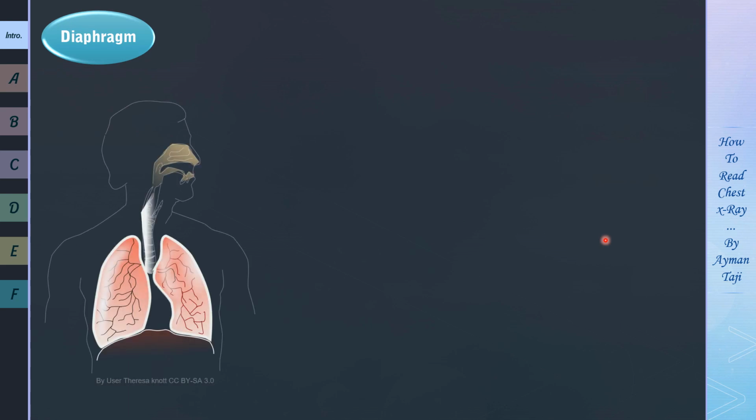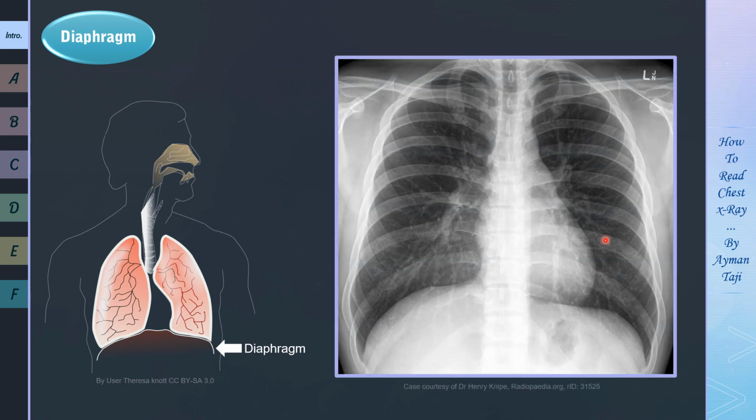The diaphragm is the dome-shaped muscle that separates the thoracic cavity from the abdominal cavity. Normally, it's slightly asymmetric, as the right hemidiaphragm is slightly higher than the left one due to the large liver directly beneath it. Here's the right hemidiaphragm and here's the left one, and we can see they are not at the same level. But this difference between hemidiaphragms should be about 1 to 2 centimeters, and of course not more than 3, or it would be due to a pathological reason.